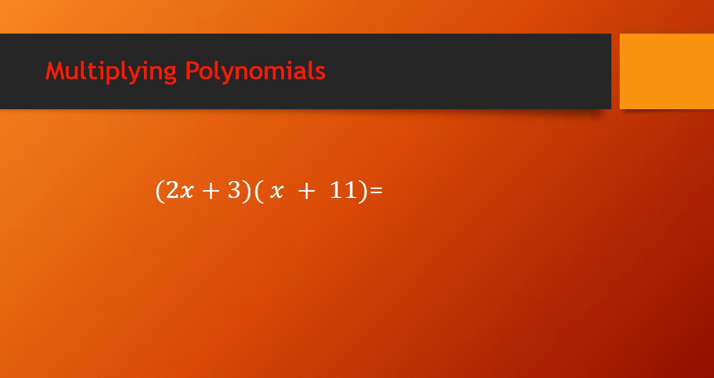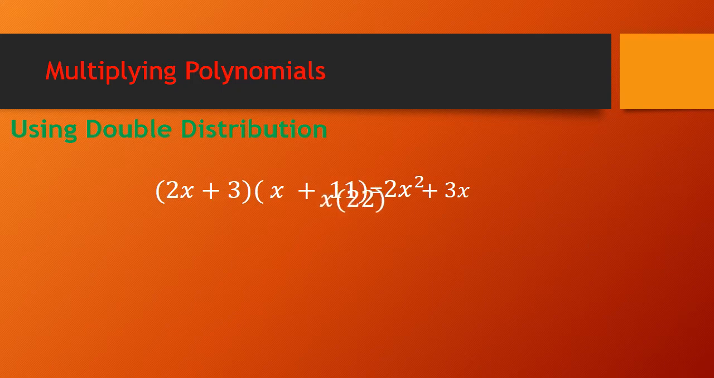So we learned that we use double distribution to multiply a binomial by another binomial. I start my distribution by multiplying 2x times x to get 2x squared, and then multiplying 3 by x to get 3x. After that, I multiply 2x by 11 to get 22x and 3 by 11 to get 33. So now I have an expression where I have two like terms, 3x and 22x, which I can combine together. 3 plus 22 is 25x.